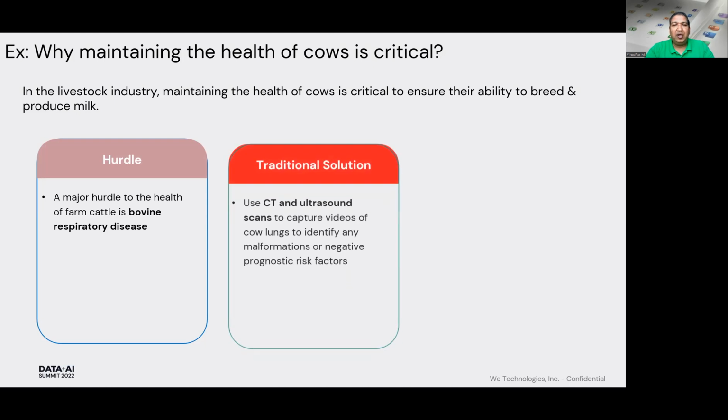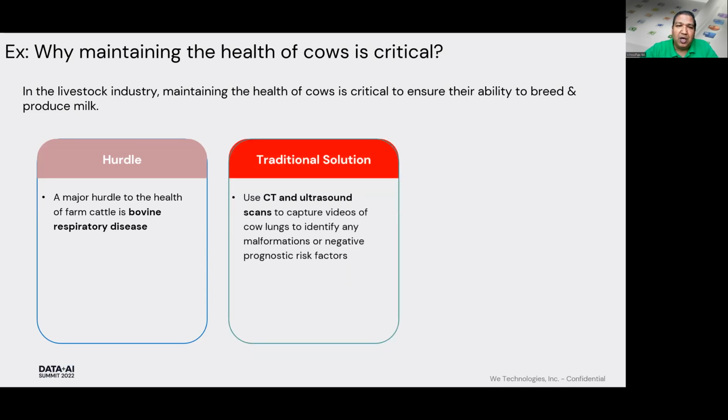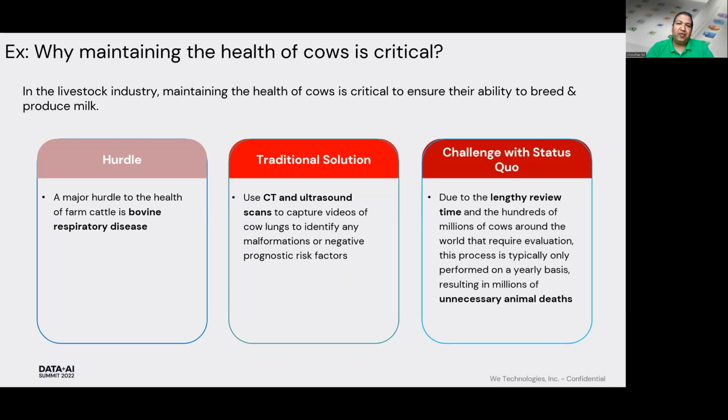There are so many there, but the traditional solution has been to capture CT scans, ultrasound scans, and then analyze them in an offline manner to identify any malformations or negative prognostic risk factors. In our case, the challenge really is the amount of time it takes. Due to that lengthy review time and hundreds of millions of cows around the world that require evaluation, it's just voluminous, lengthy, and tedious to go through all of that analysis, and it's not effective at the right time, right place. It's causing millions of unnecessary animal deaths.